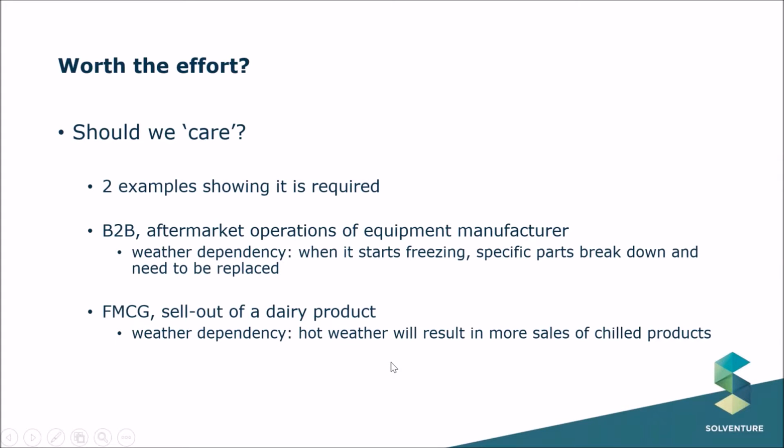The second example is from an FMCG company, and it's about a dairy product. It's not the sales of the company, it's actually the sellout of one of their customers, of a retailer. And the weather dependency we expect there is, okay, if it's hot weather, people will not cook warm. They will instead look more for chilled products that keep their mouth fresh. So that's the second example we will use to, first of all, see, is there a weather dependency?